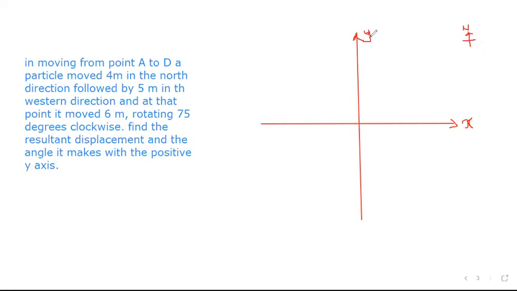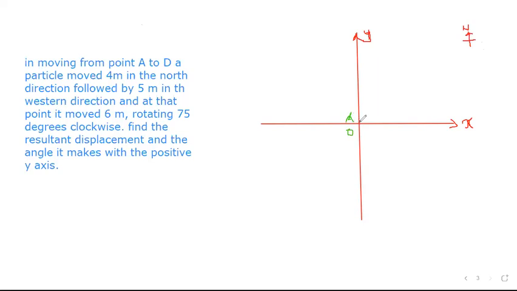So north is pointing in the positive y direction. So let's trace these movements made by this particle. It says a particle moves from point A. Let's assume this point A is at the origin. At the origin, that's where our point A is.